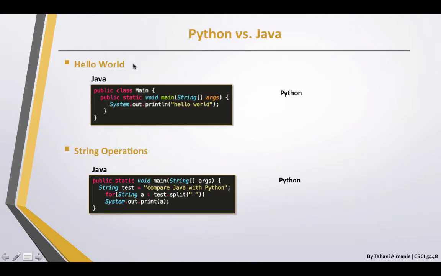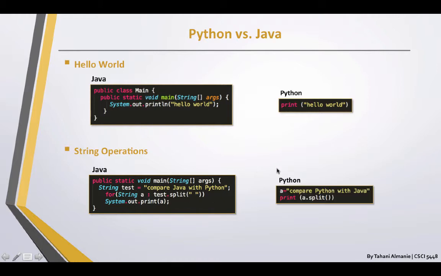So, for the Hello World example, in Java, we need to create a class for everything and then put our desired methods inside the class. While in Python, you can simply start writing your code and then run it. So the Hello World in Python, as simple as that. To apply string operations such as split, in Java we need to write these statements, while in Python, just that.